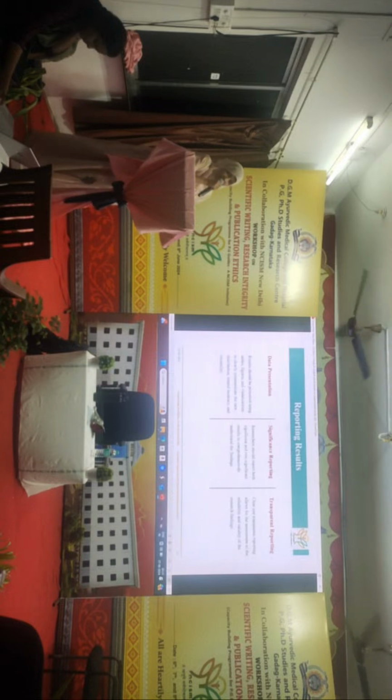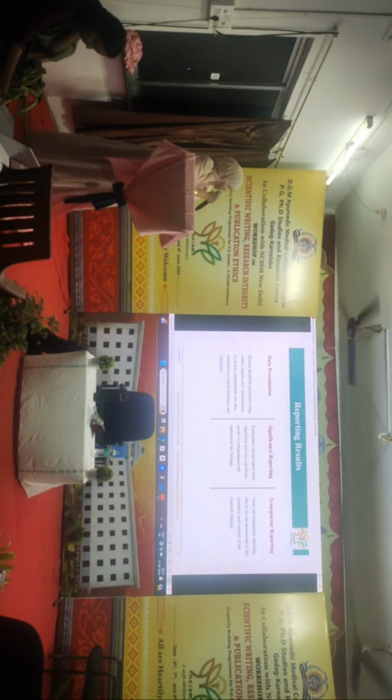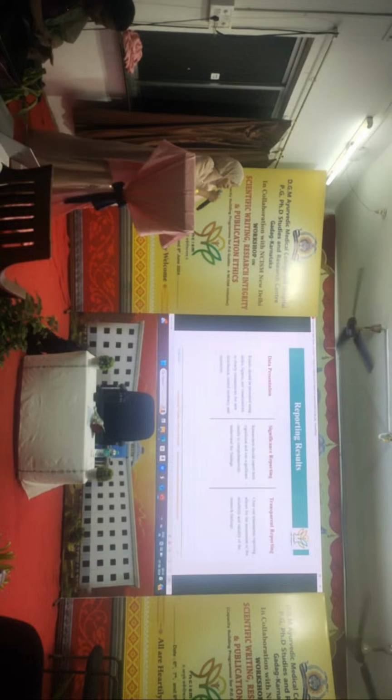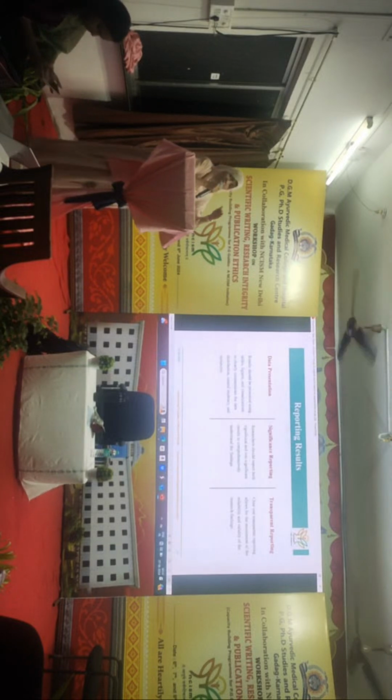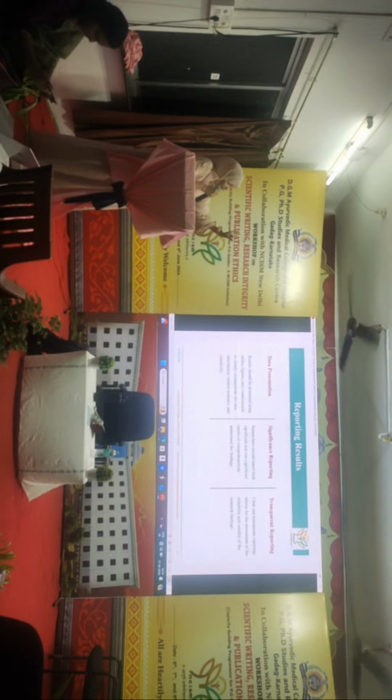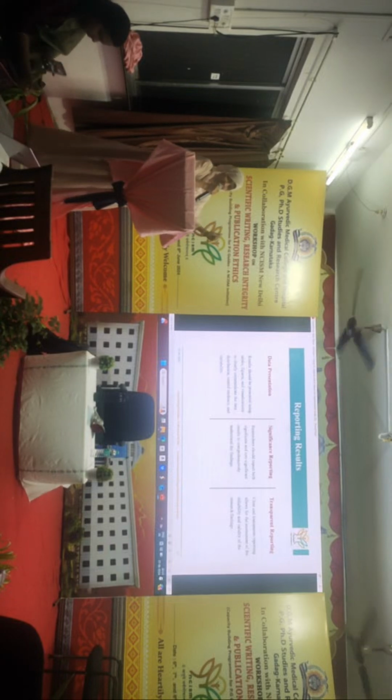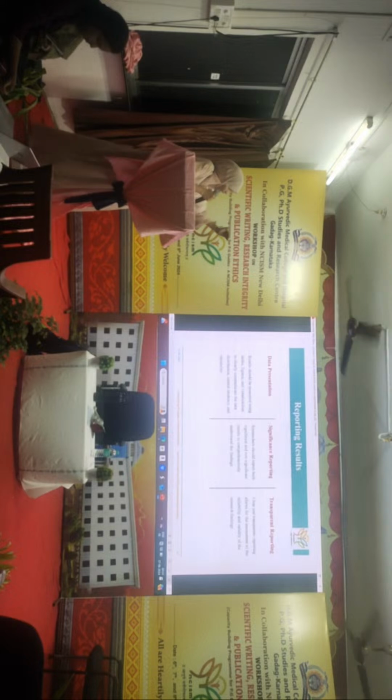Now, reporting results. Data presentation, significance of the reporting, transparency of the reporting. With following all the above guidelines, our results can be tabulated, and we are sure enough they are transparent. These results can be tabulated in figures, in tables, in diagrams. We can tabulate our results.